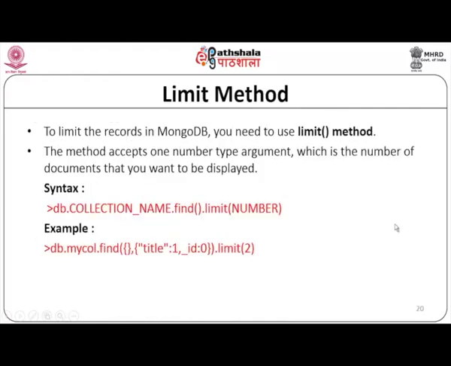The next method is the limit method. Whenever you want to limit the records in MongoDB, you need to make use of the limit method. The syntax for the limit method is db.collectionName.find followed by the limit indicating the number. For example, if you type the command db.mycoll.find with title set to 1, that is only the titles you want to display, and the limit is 2, then only 2 document titles will be displayed. That is the usage of limit.